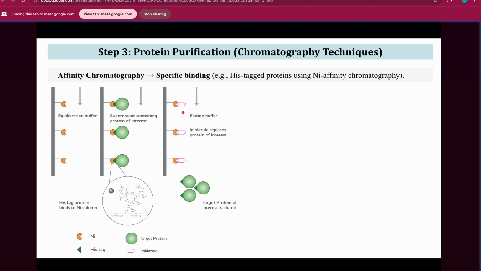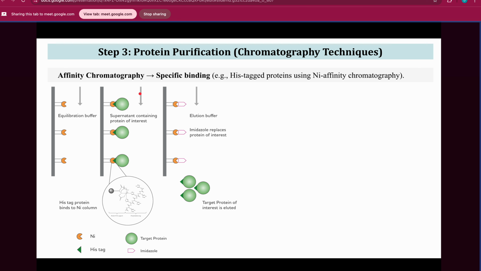Then the third method of chromatography is affinity chromatography. As the name suggests, affinity means there is some kind of binding happening. So in this case, there is a specific binding, and one such example is of the his tagged proteins using nickel affinity chromatography. Here you take the column in which you have the surface where you have some chelator. We generally use NTA as a chelator, which binds with the nickel. So on the surface, we will have the NTA and nickel.